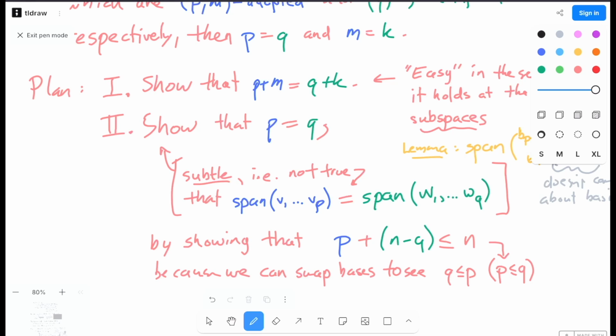What are subspaces again? Yes, they are lower dimensional vector spaces sitting inside of some fixed vector space.